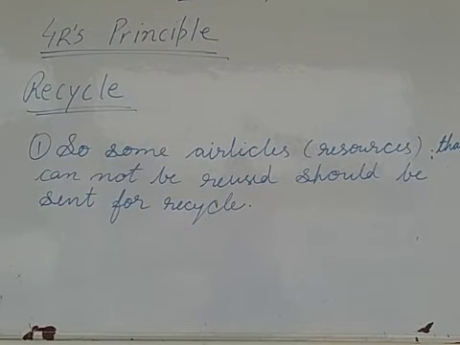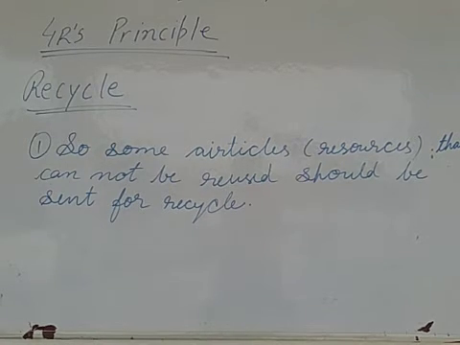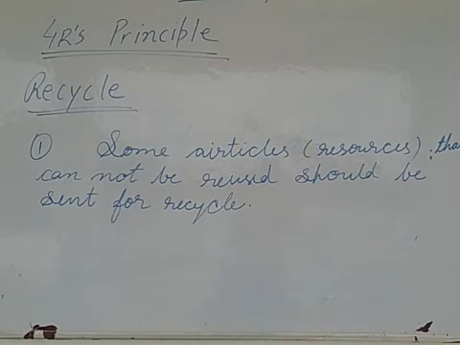In the process of recycling, some articles or resources that cannot be reused should be sent for recycling, like wrappers of chocolates. They can't be reused, so these kinds of articles are sent for the recycling process. There are three continuous processes going on. First is the collection of plastics, second is sorting, and third is processing.